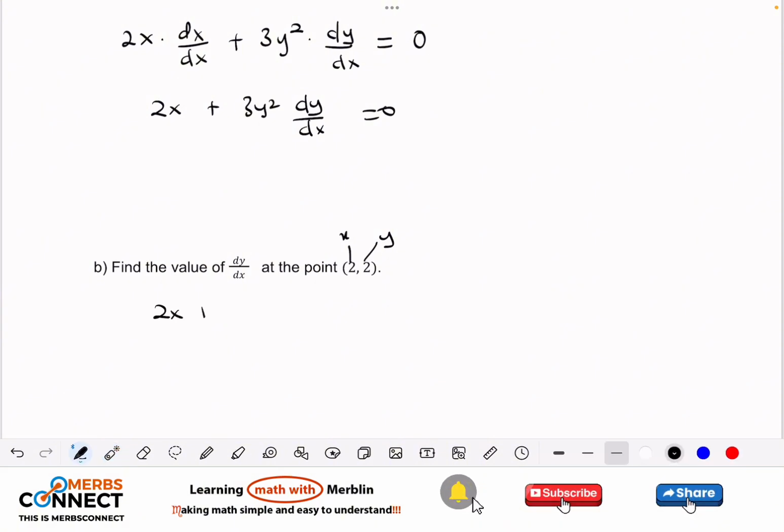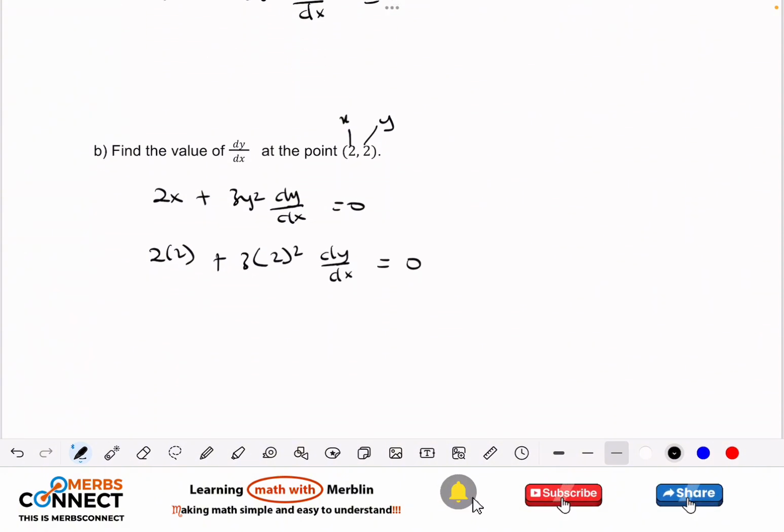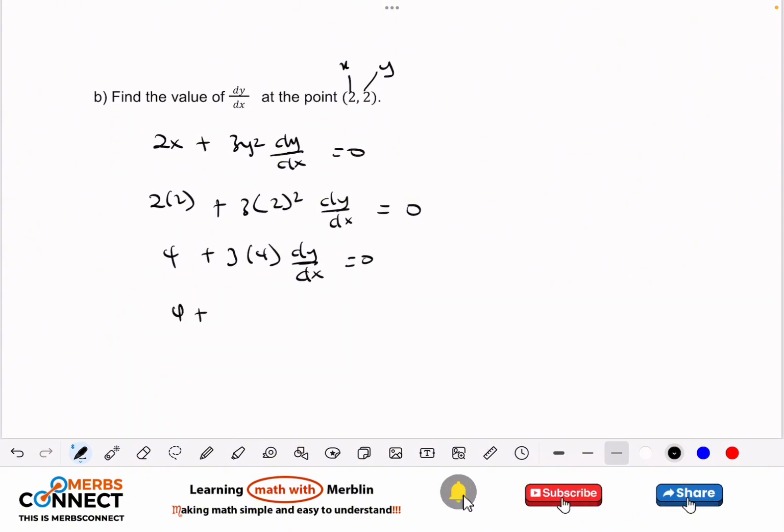We have 2x plus 3y squared dy over dx equal to 0, from what we just did. So x is 2: 2 times 2 plus 3 times y, which is 3, squared, dy over dx is equal to 0. Now what is 2 times 2? 4. And then 3 squared is 9. Then 4 plus 27 dy over dx is equal to 0.